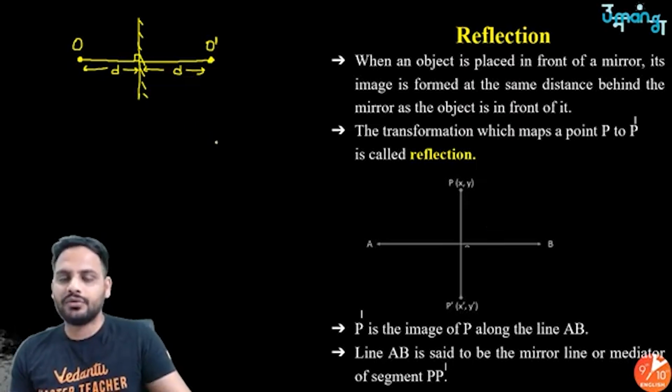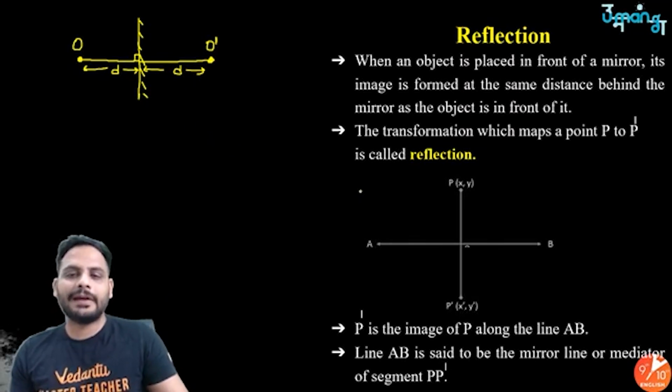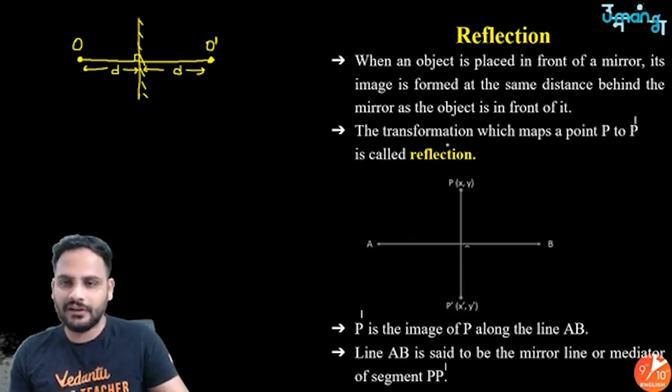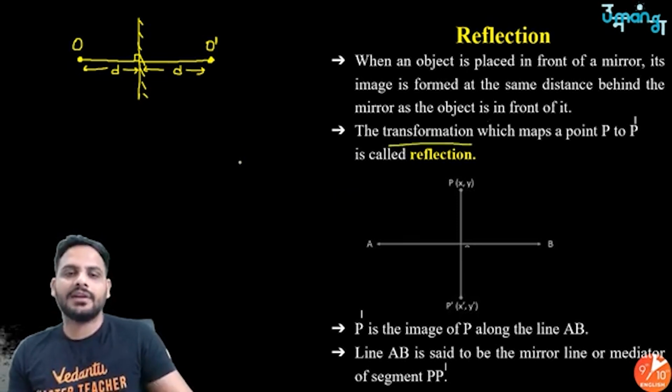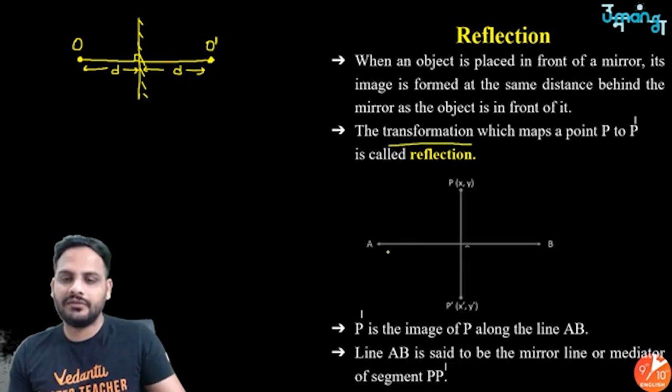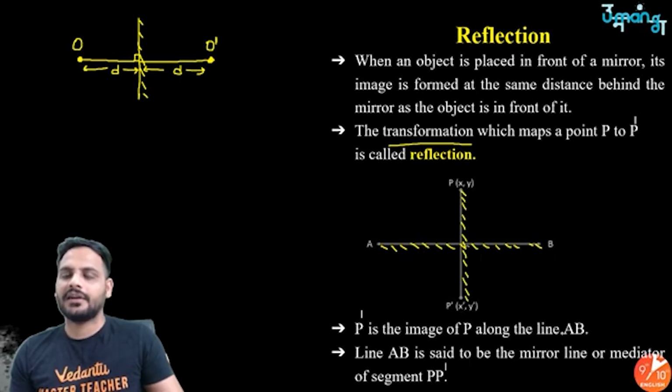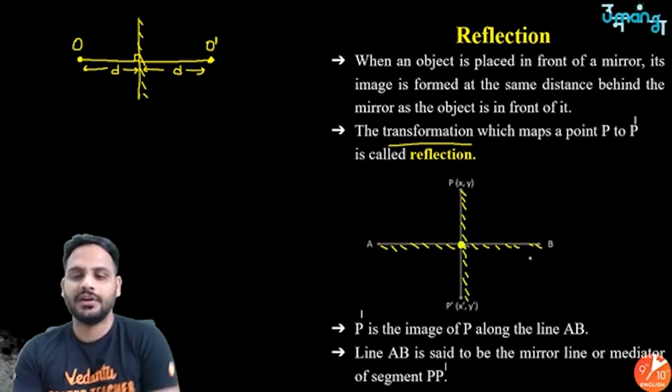So same thing we are going to do over here, beta. Now we will have three types of reflections or three types of transformations we have to do. One is reflection under the x-axis, in which we will consider the x-axis as our mirror. The second is reflection under the y-axis, in which we will consider the y-axis as our reflection mirror. And the third is reflection under the origin.